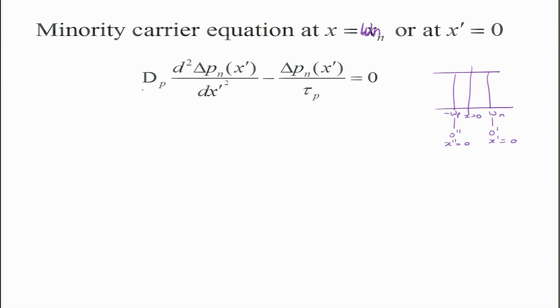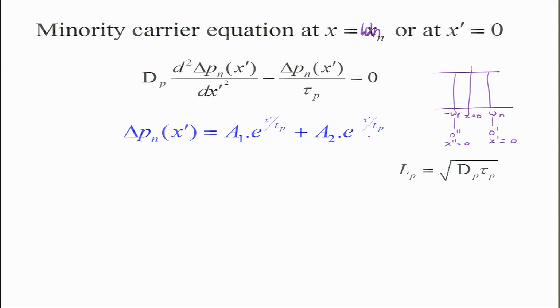When we do that, we redefine our minority carrier equation, which is Dp d2 delta Pn of x prime by dx prime square, minus delta Pn at x prime divided by tau p, equal to 0. This is a second order differential equation. The solution of this is delta Pn of x prime equal to A1 exponential of x prime divided by Lp plus A2 into exponential of minus x prime divided by Lp. This is a standard solution for a second order differential equation.